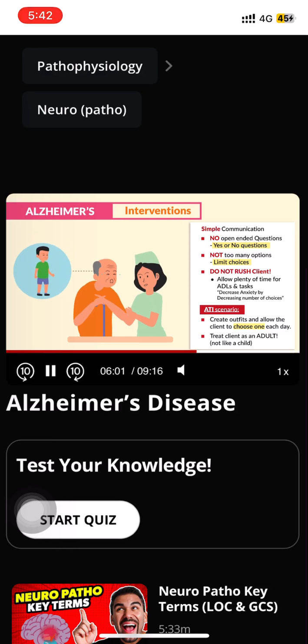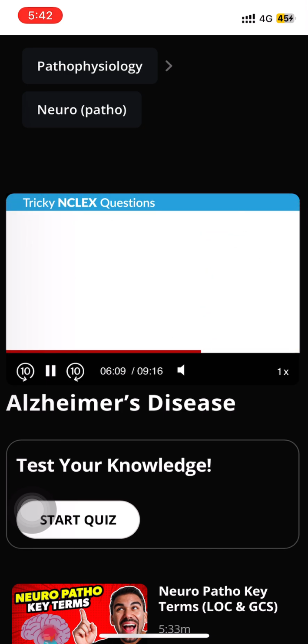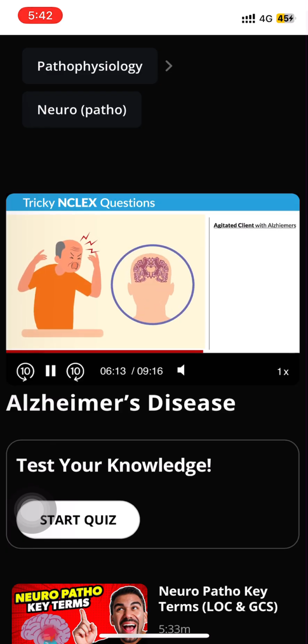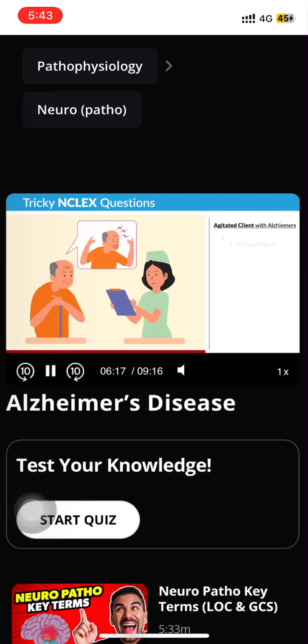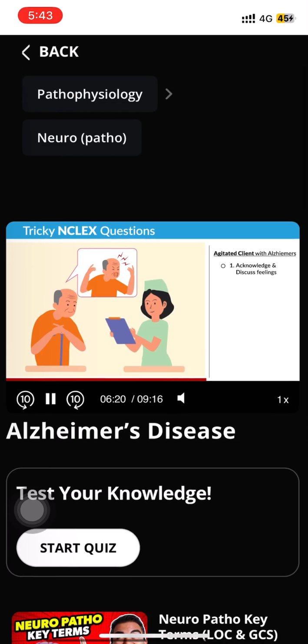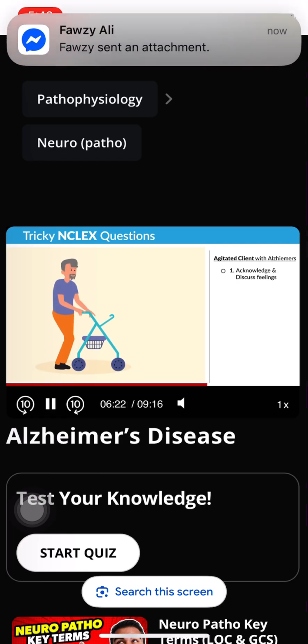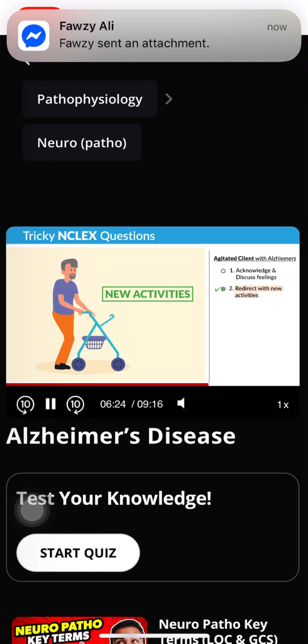Yes, even though the client will act like a 2-year-old with a childlike affect, we must remain patient and treat the client as an adult. Now for the tricky questions on the exams, write this down here. Agitated clients with Alzheimer's, or even those with dementia. We always, number 1, acknowledge and discuss feelings. Number 2, this is a big one here, redirect with new activities.